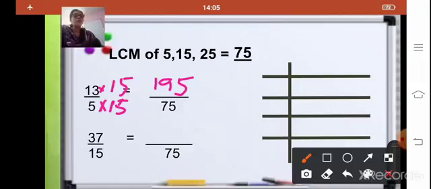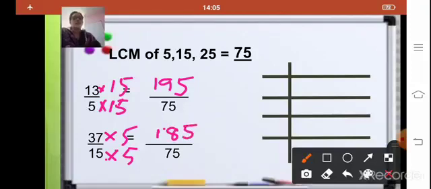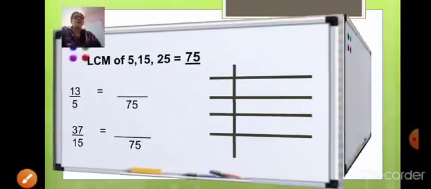Same way, now 37 upon 15. You have made your denominator 75, which is your LCM. Now 15 multiplied by which number gives you 75? That is 5. Okay. So 37 also should be multiplied by 5. Now when you multiply 37 into 5, you will get the answer as 185.